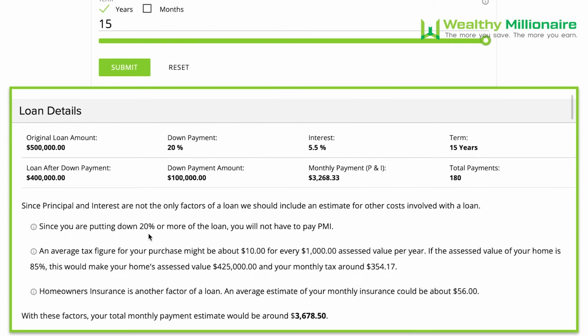Since we're putting down 20%, we don't have to pay the mortgage insurance. Our monthly tax is around $354 a month. Our homeowner's insurance, approximately $56 a month, which is bringing us to a monthly payment total of $3,678.